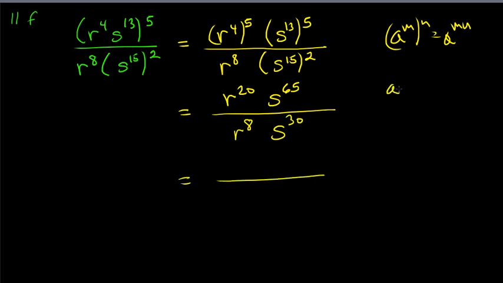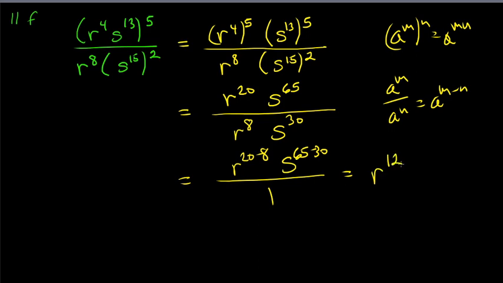Okay, so now we just subtract the exponents. So 20 minus 8 is the exponent of r, and the exponent of s is 65 minus 30. So this is going to be r to the 12 times s to the 35. 65 minus 30 should be 35. And that's part F.